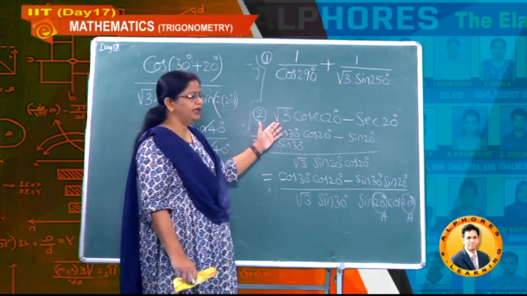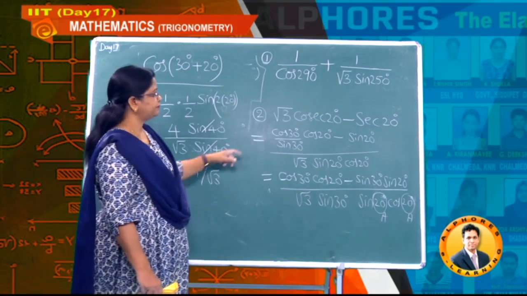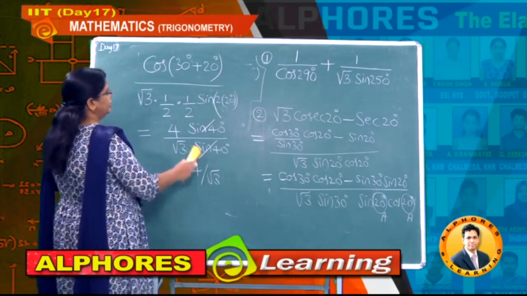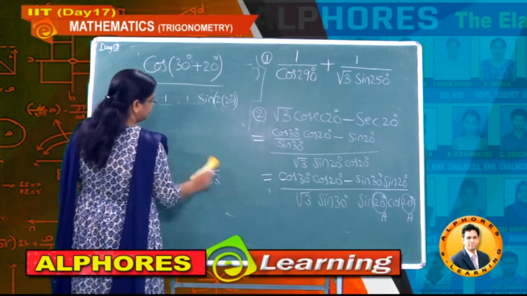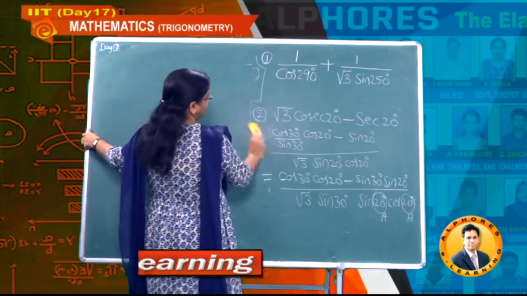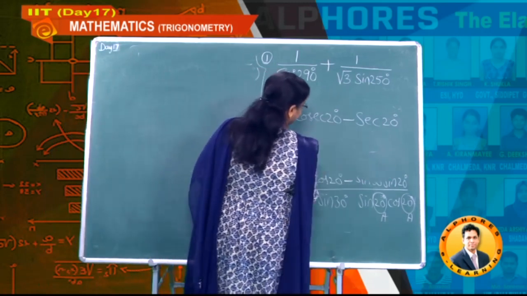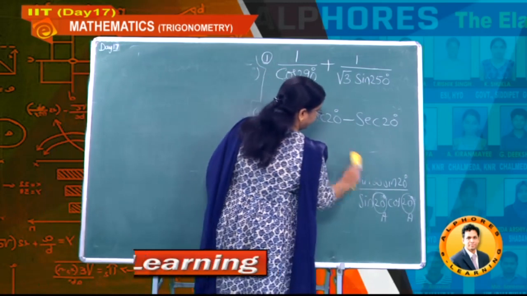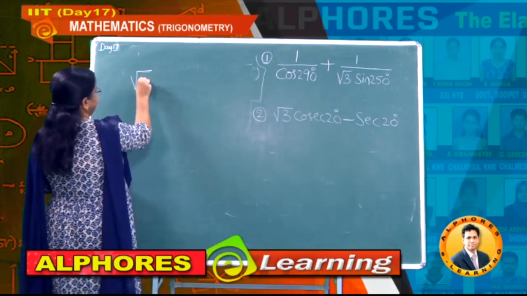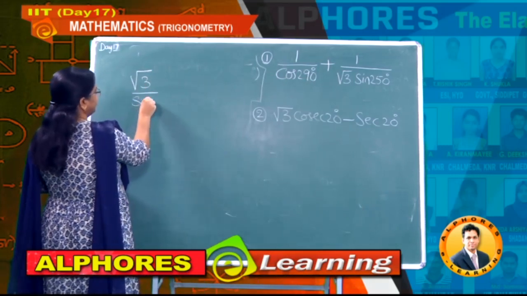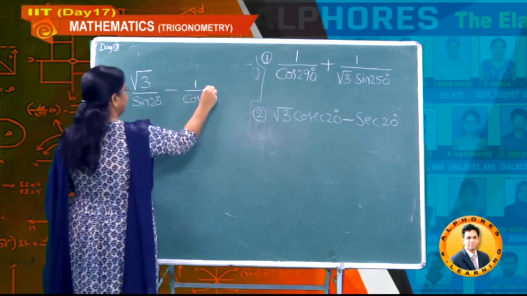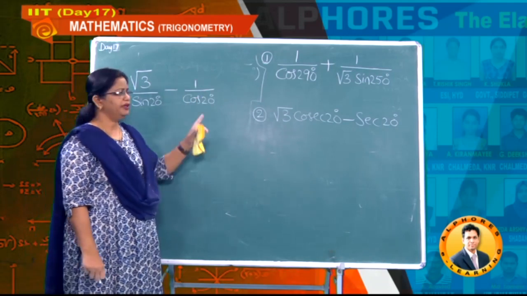Now the same model here, this problem. Understand? Root 3 cosec 20 minus secant 20. I hope all of you can solve this problem. First we have to write cosec as 1 by sin. Later we write secant also as 1 divided by cos. So let's start the problem by writing in that way. Now it is root 3 divided by sin 20 degrees minus 1 divided by cos 20 degrees. So got it? Just like the same model as the previous problem.